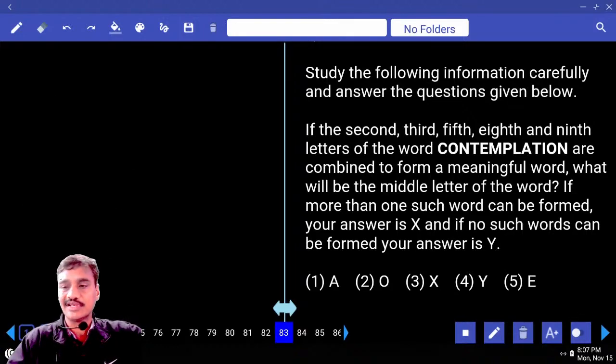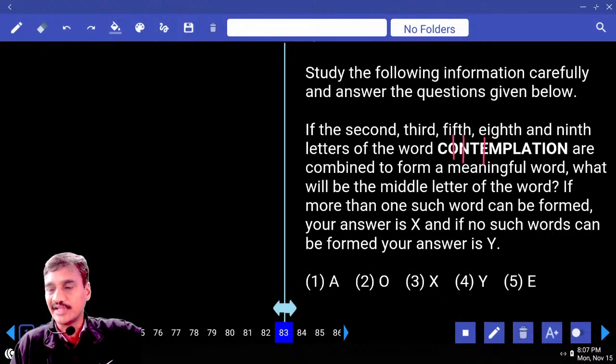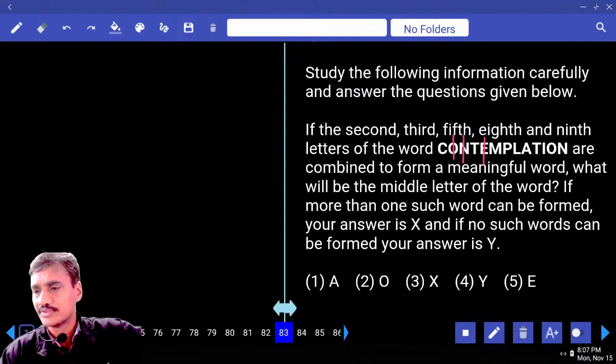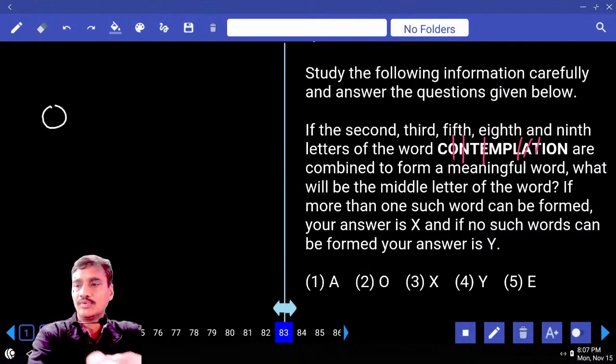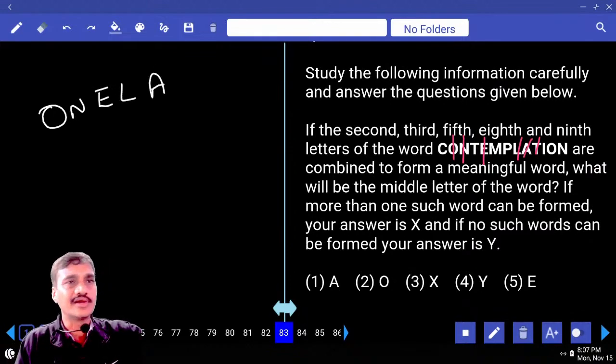And 2, 3, what are the letters we need to have? 2, 3, 5, 8 and 9. 2, 3, 4, 5, 6, 7, 8 and 10. Isn't it? 8 and 9, sorry. And what are the letters we have? O, N, E, L, A. Now 5 letters were there.